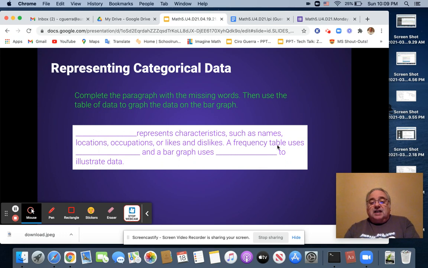A frequency table uses blank. I remember what that was. And a bar graph uses blank to illustrate the data. Go to your draw it. Yeah, 2 minutes. Be back. See you in the next video.